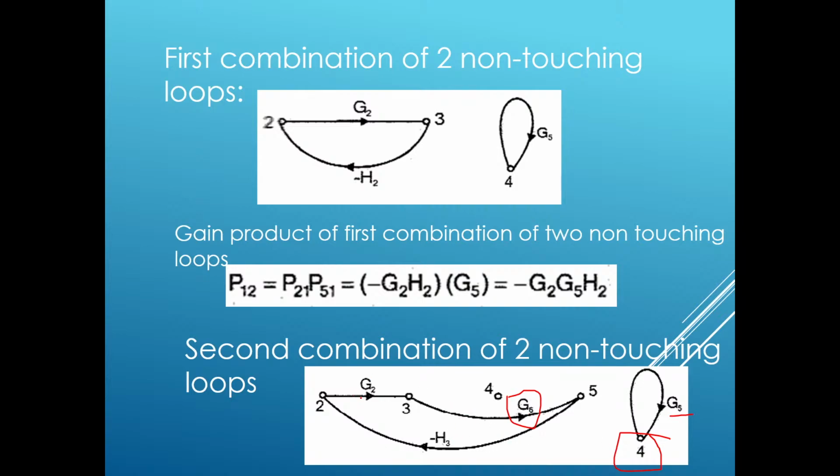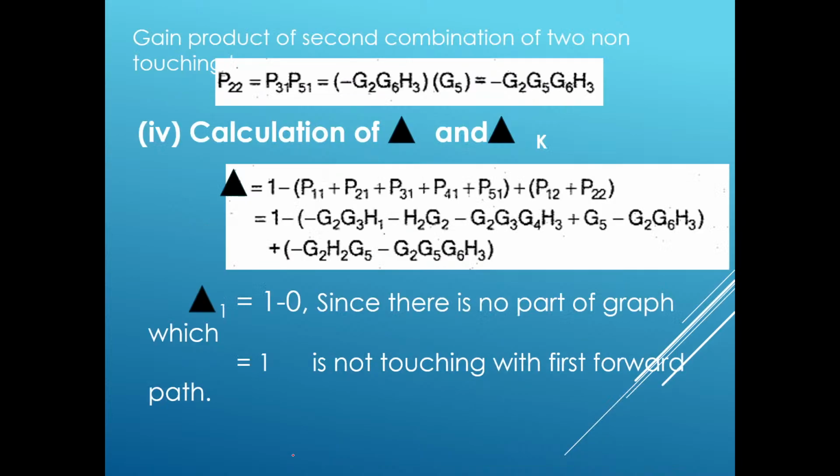So what is the gain product of this? Minus G2 G6 H3 into G5. I might have written it in the next slide. P22 is equal to P31 P1 P51. So minus G2 G6 H3 into G5. You just multiply it, you will get minus G2 G5 G6 H3.